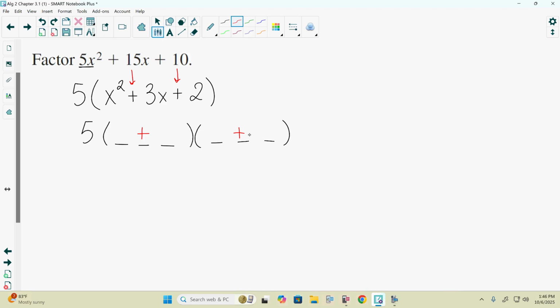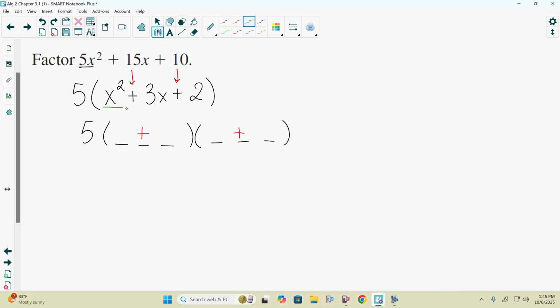If the third term is positive, the signs are the same and match the sign of the middle term. Questions on steps 1 through 3. Step number 4 is to find the factors of the first and third term.